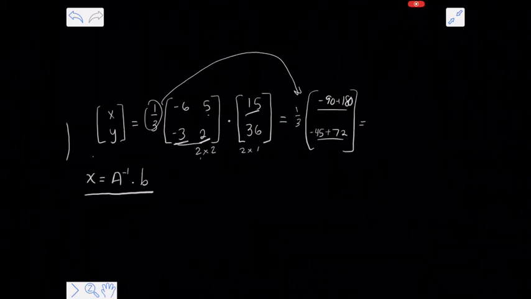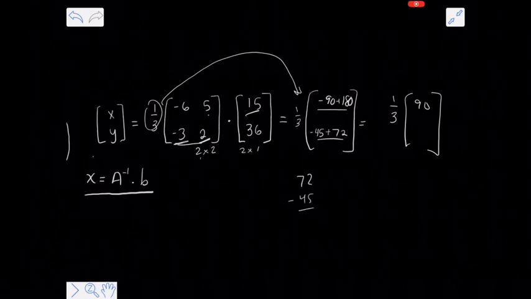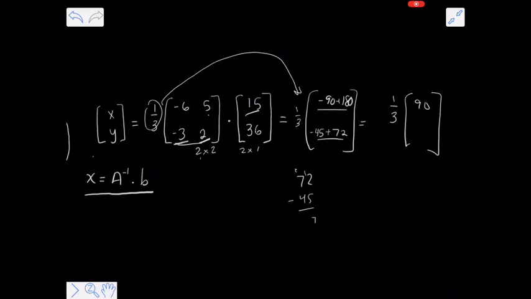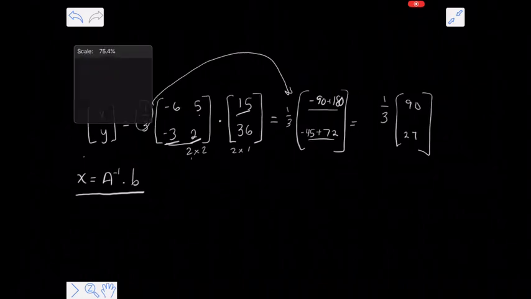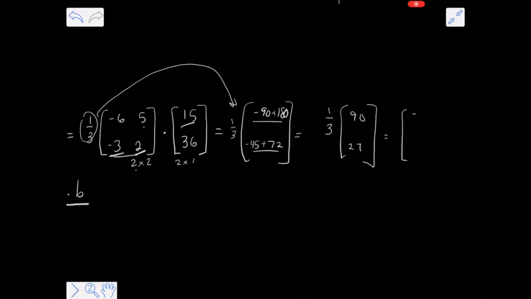Okay, so we have 1/3, we have 90, and then 72 minus 45, let's see, that's going to give us 27. Now we take the 1/3 and multiply it in there. 1/3 of 90 is 30, and 1/3 of 27 is 9.